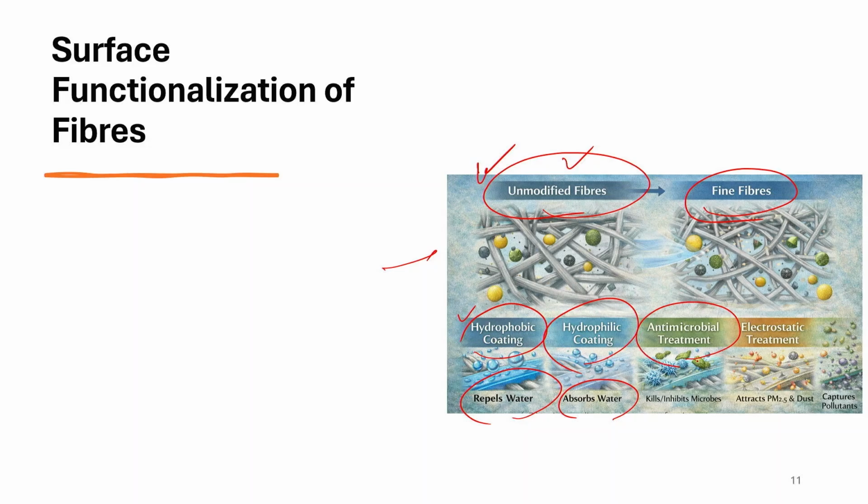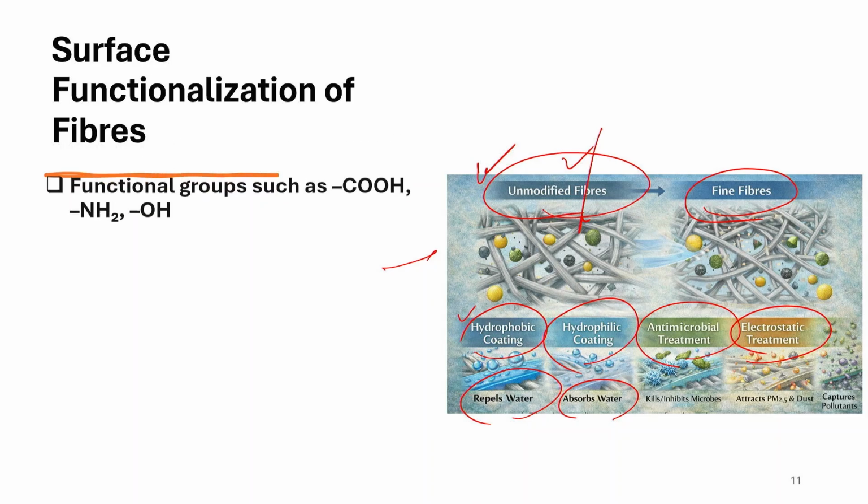Antimicrobial treatment we can also use to kill the microbes, and also electrostatic treatment, electrostatic charging we can do, electret filters. There, particularly for coarser fiber, we can use an electret filter to enhance the filtration efficiency, keeping the pressure drop low. Pressure drop high means for finer fiber, pressure drop will be high.